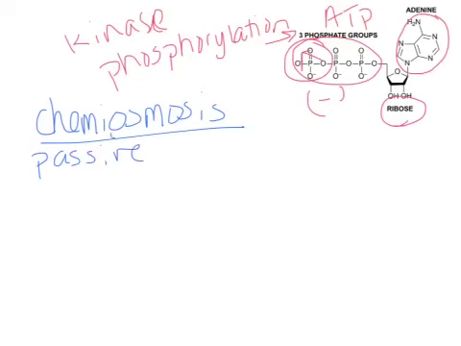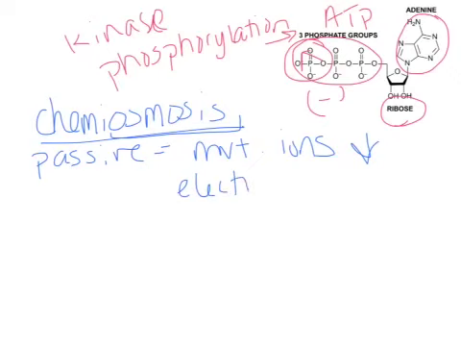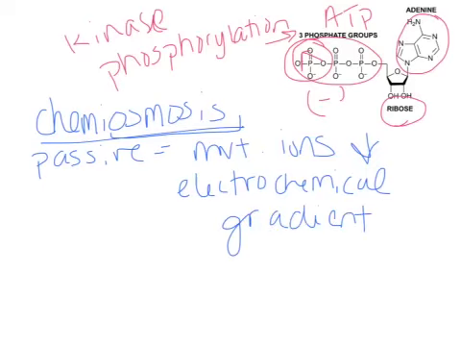Remember osmosis, we're moving things from high to low. It doesn't require any energy. So this is a passive process. But instead of moving water here, I'm moving ions across a selectively permeable membrane, and they're going down their electrochemical gradient. Remember ions have a charge, so their charge is coming into play here. So chemiosmosis is passive, and I'm moving these ions from high to low, down their electrochemical gradient.